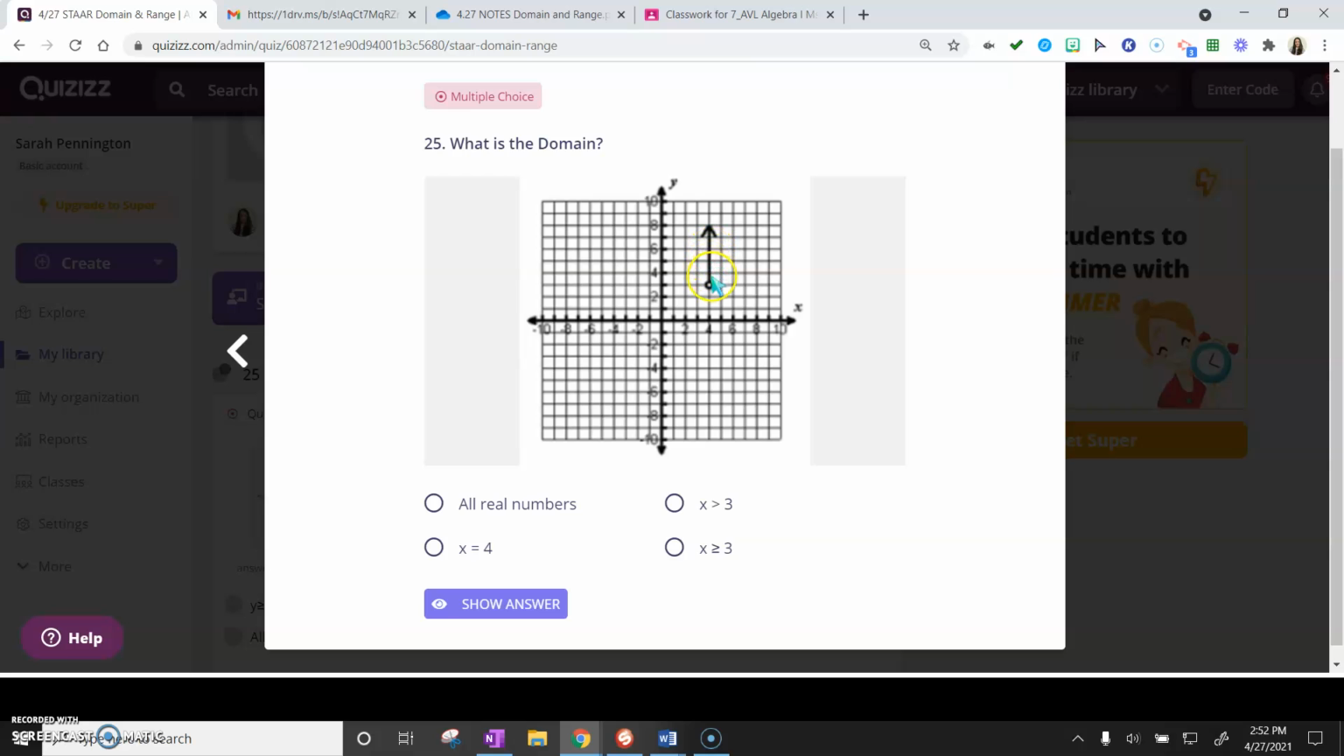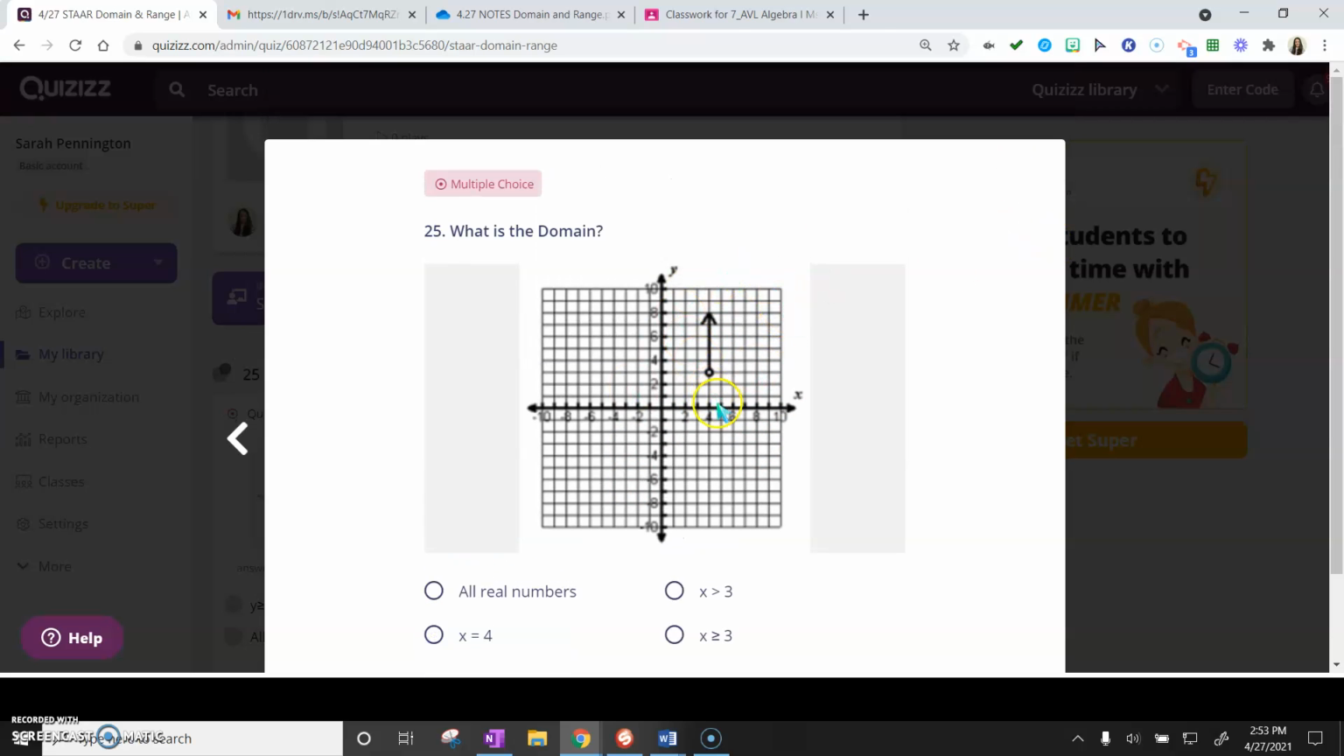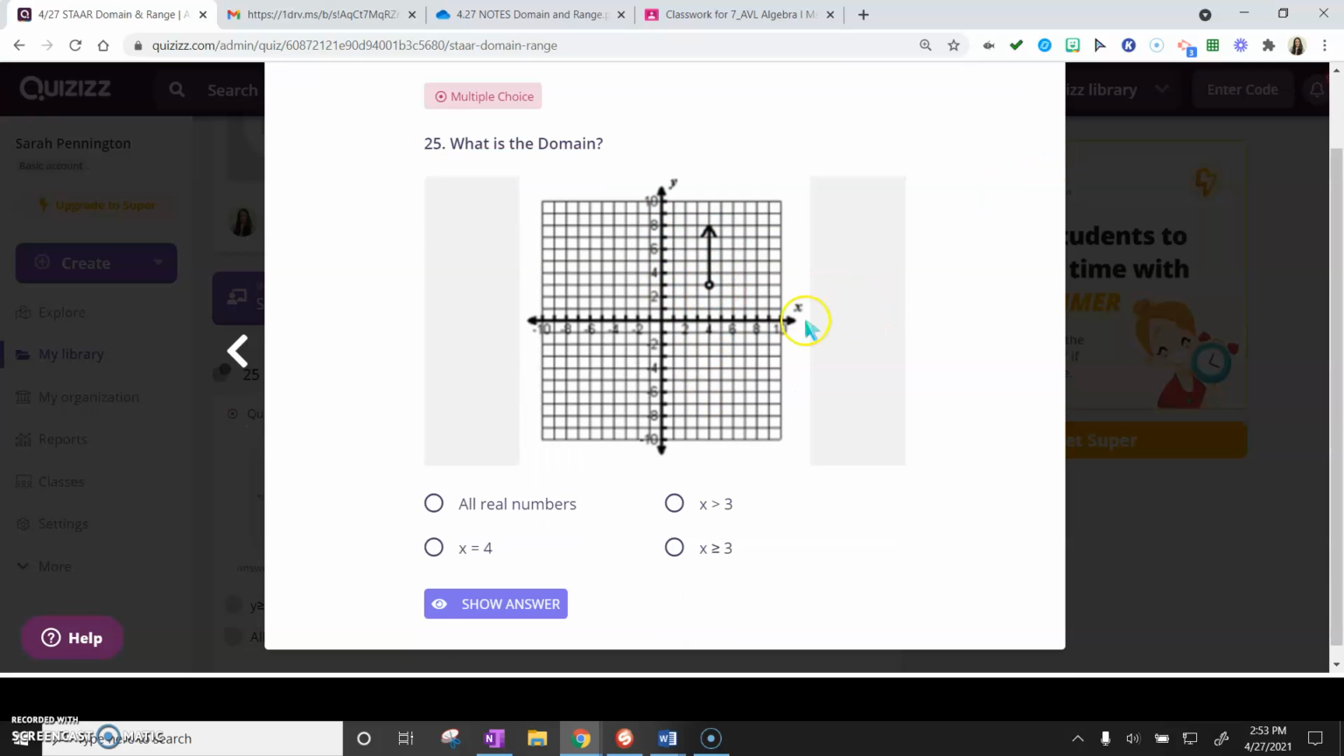Domain for this one is tricky. So how far does this line go left to right? Well, it's only at 3, so x equals 3 for that one. If it asked you for the range, it would be an open circle here all the way up to infinity. But it's asking for a domain, so it's just x equals 3.